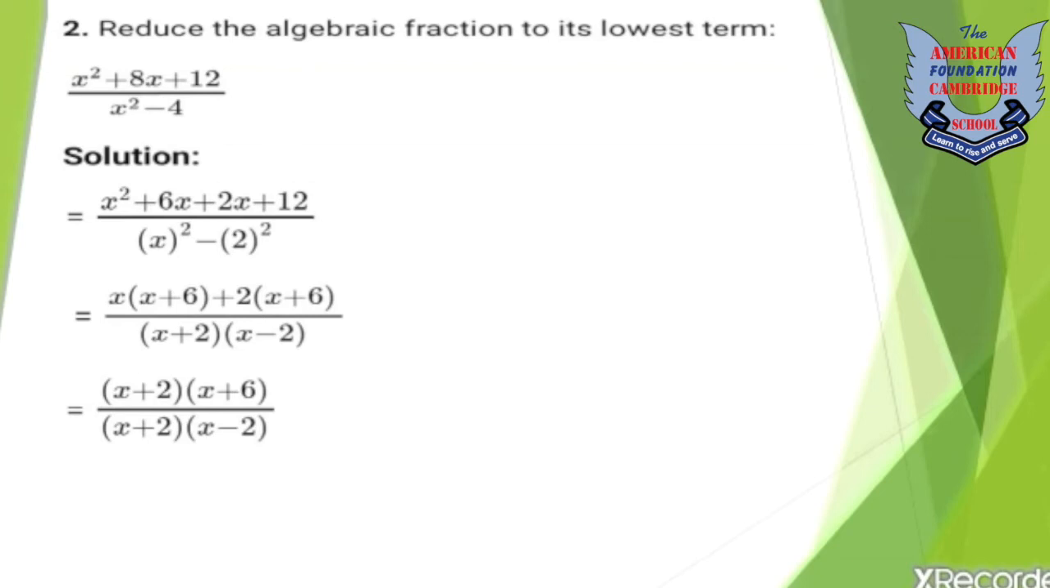Next step, extract the common factors by grouping the first two terms and last two terms of the given expression. In the denominator, x square minus 2 square can be written as x plus 2 and x minus 2 after applying the formula. Third step, extract the common bracket x plus 6 and write the remaining term x plus 2 in another bracket. The denominator will be written as it is because it is fully factorized now and cannot be factorized further. As you can see, the numerator and the denominator both are fully factorized, so you can easily carry out the cancellation process here.